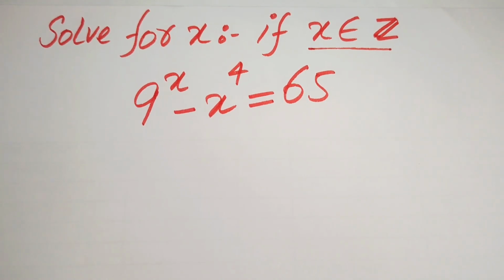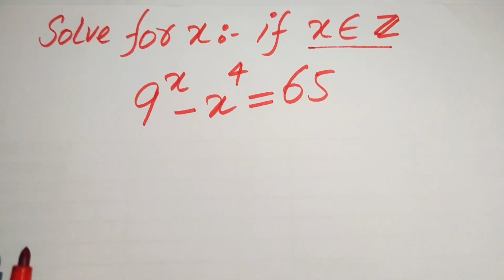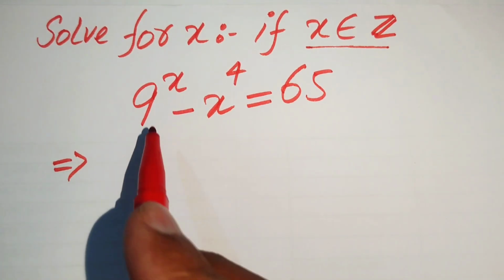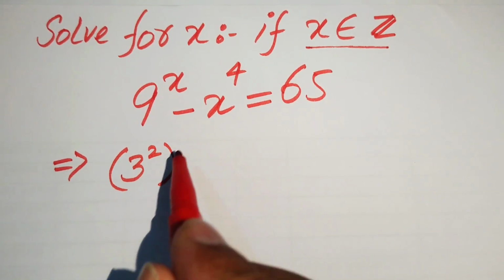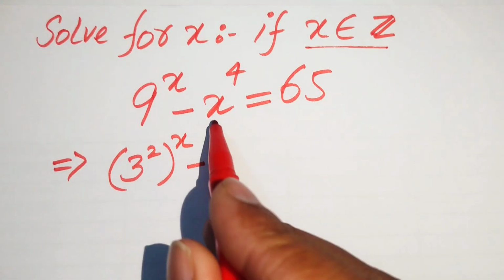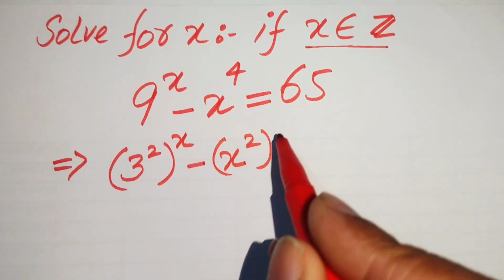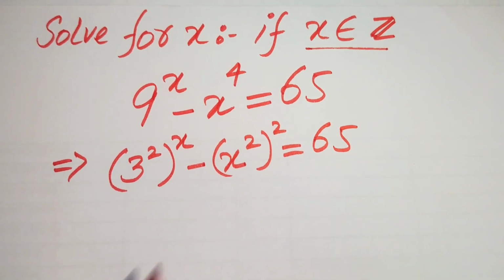Okay, so the very first step we are going to do is rewrite this equation in this form. This is 9, which we write as 3 squared and its whole power x, minus x to the power of 4, which we write as x squared and its whole square, equals 65.